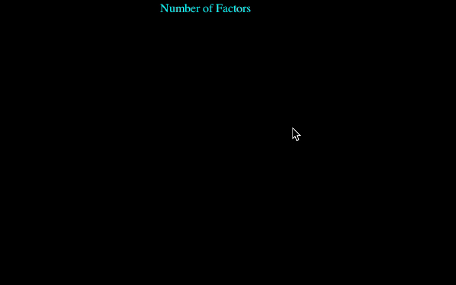Here we'll be looking at how to find the total number of factors of a particular number. Let that number be capital N, and let us prime factorize it first. The first step to find the number of factors is to prime factorize that particular number. Let the prime factorization be p raised to power a, q raised to power b, and r raised to power c. So p, q and r are the prime factors of N.